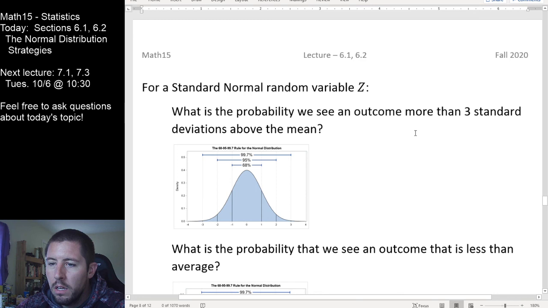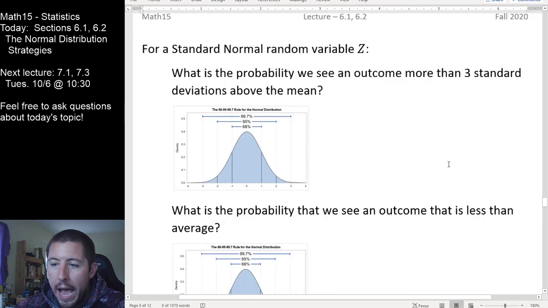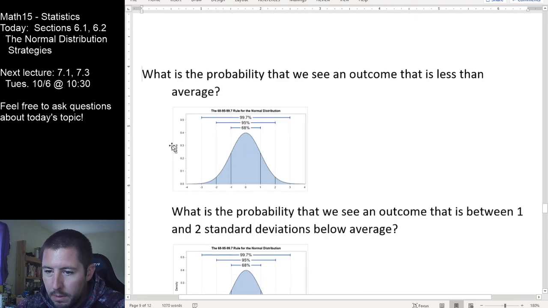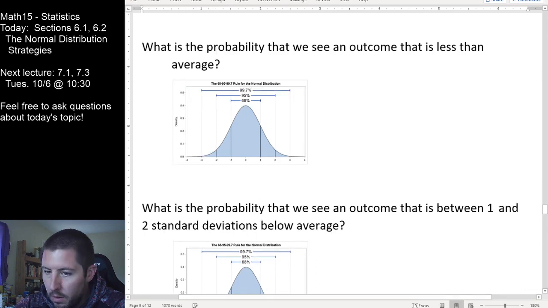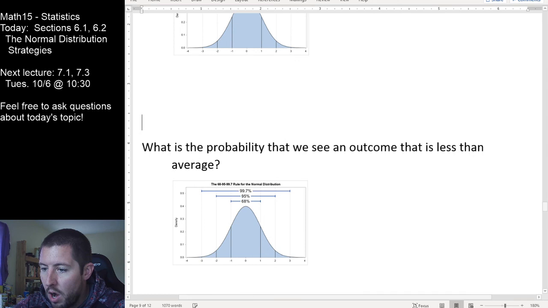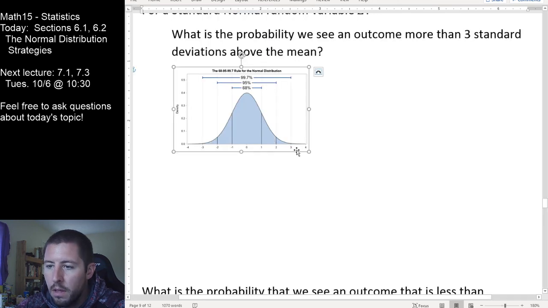So first question that I want to ask here is this. What is the probability that we see an outcome that is, let me do my typical thing here, give myself a little bit more room. I'm always, just bump that all the way down there. I just want to be able to draw some stuff on this curve right here.